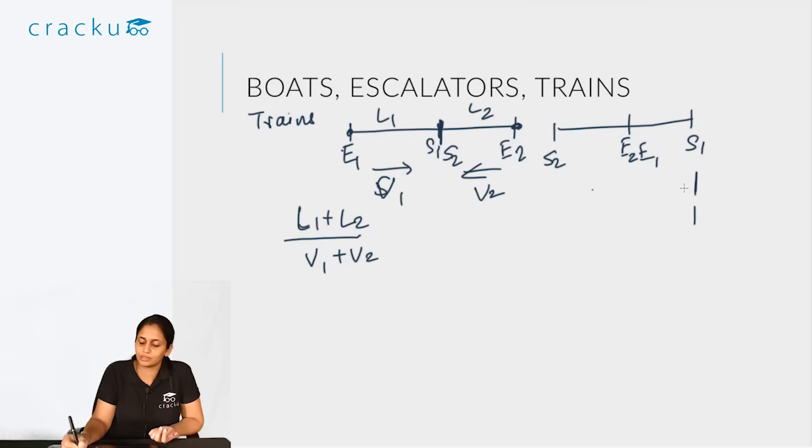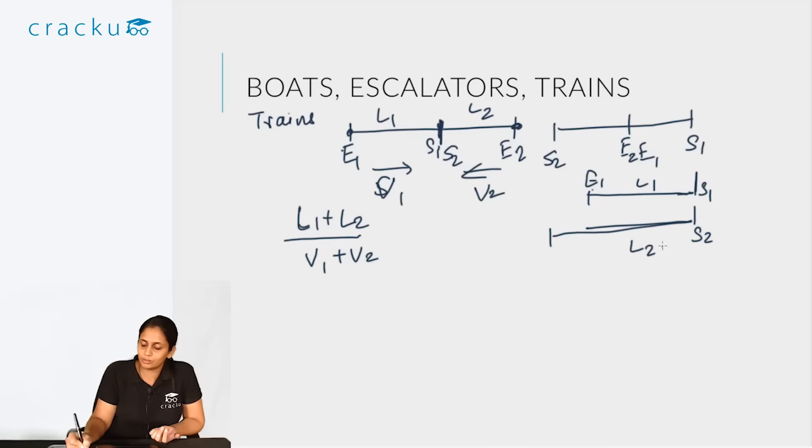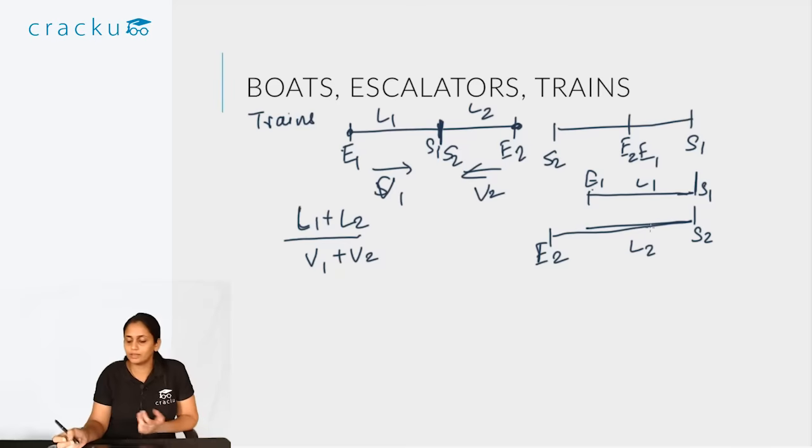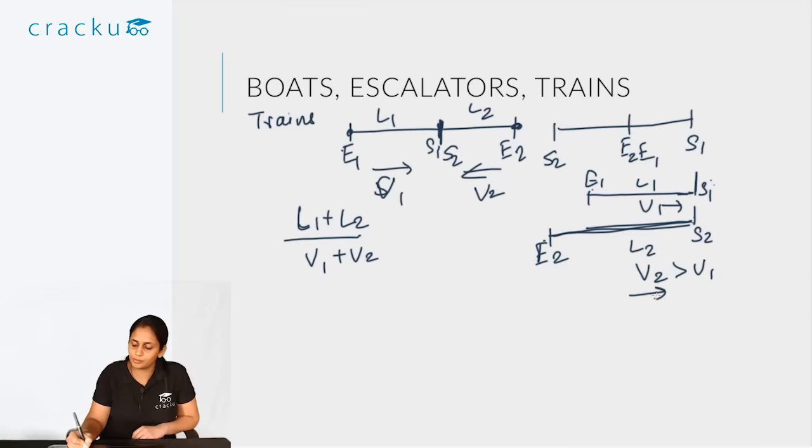start crossing each other, then this is S1, this is S2, they are coincident with each other. This is, suppose, a shorter train L1, this is E1, and this is the other train, that is L2, and this is E2. For the train S2 to completely cross S1, the length of the train, and this is the faster train, say V2 is greater than V1. This is the speed of this, and V2 is the speed of the second train.